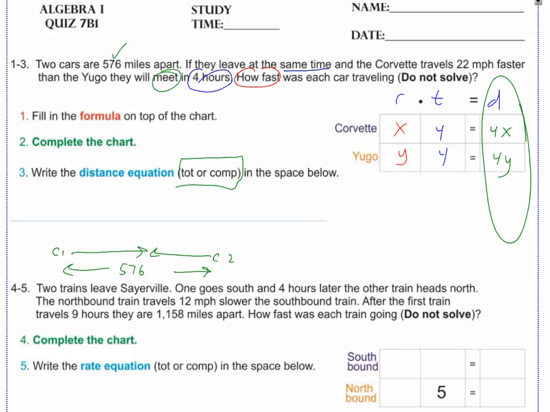So is that a total or is that a comparison? Does it say the first car went 576 miles more than the second? No. Does it say the second car went 576 miles less than the first? No. It's a total. The template is the first plus the second equals the total. 4x is a distance. Look at your chart. 4y is a distance. 576 is a distance. The distance equation must have all distances in it. That's a key concept, and we'll get to that again later on down the road.